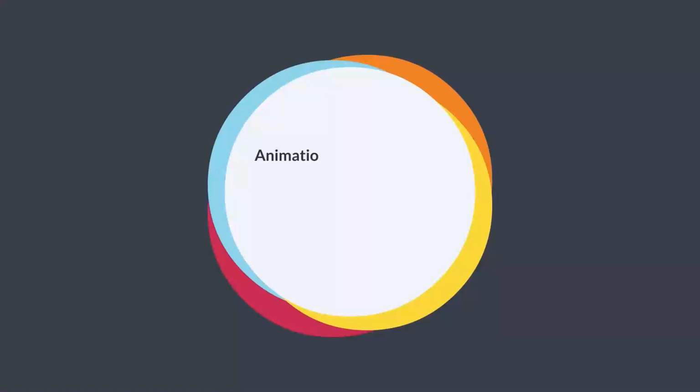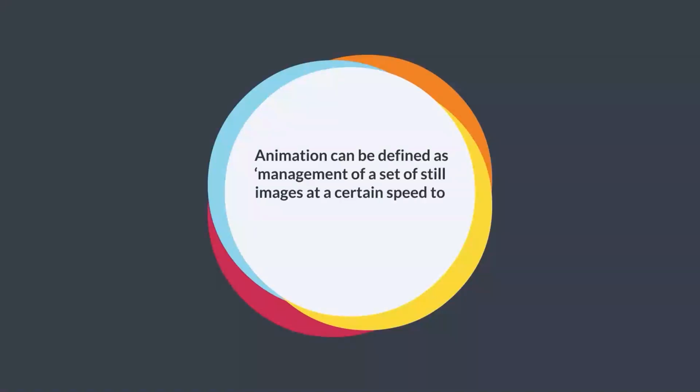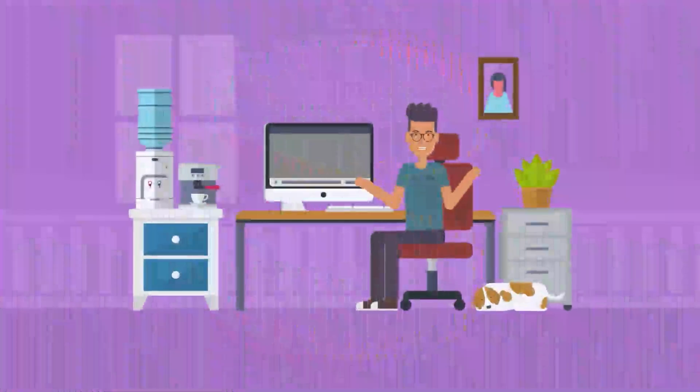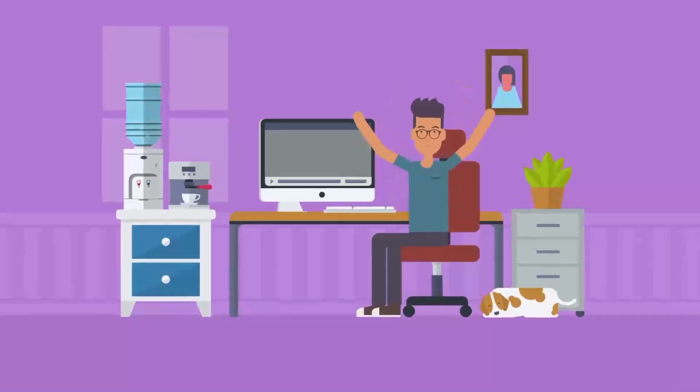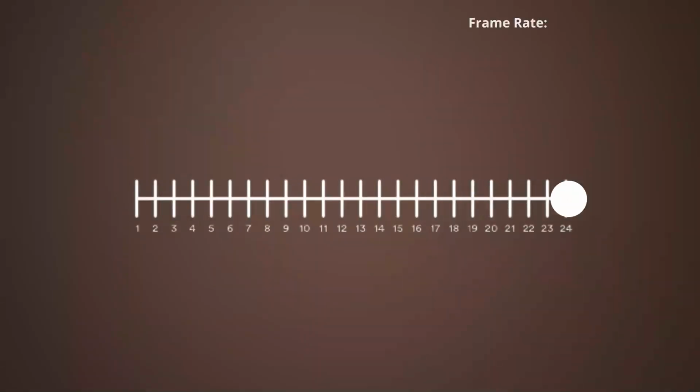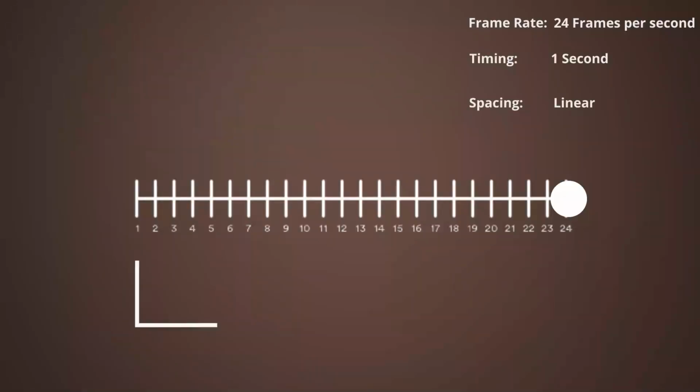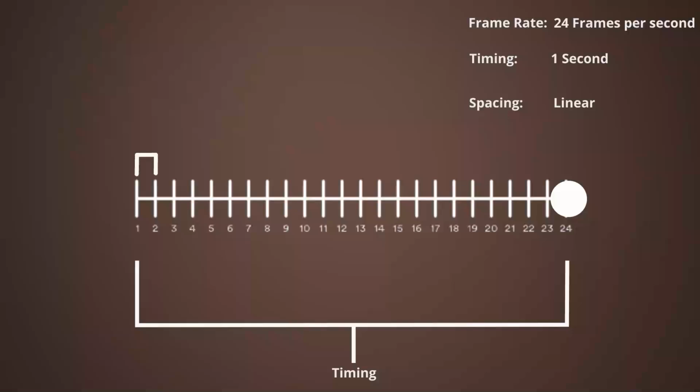Animation can be defined as the management of a set of still images at a certain speed to generate the illusion of movement. Now, let's take an example to understand the concept better. In this footage, the circle moves from point A to point B in 1 second with a linear motion at the rate of 20 frames per second. In a linear motion, the distance between each frame is the same, but in the real world, objects do not move in a linear motion.